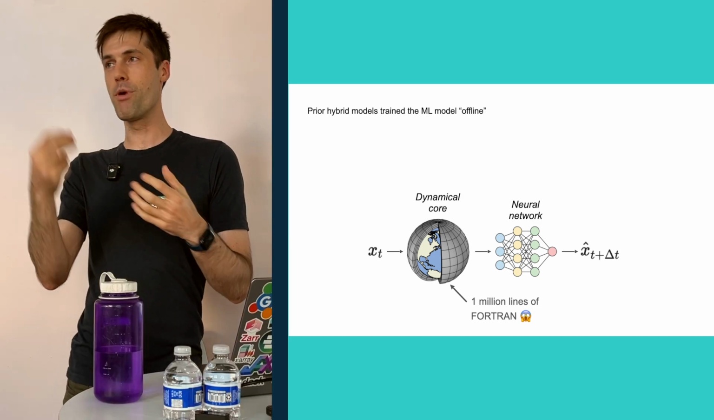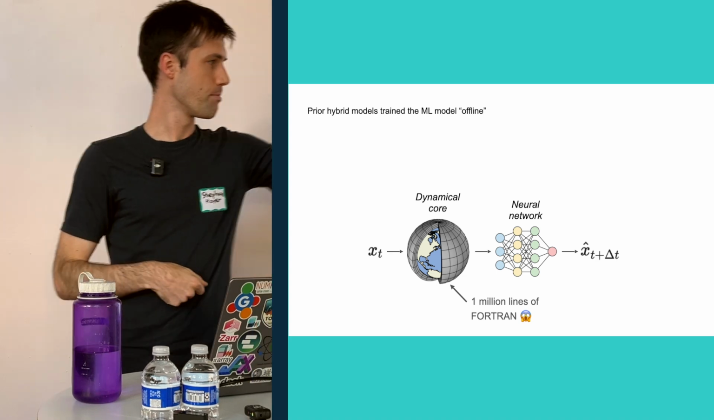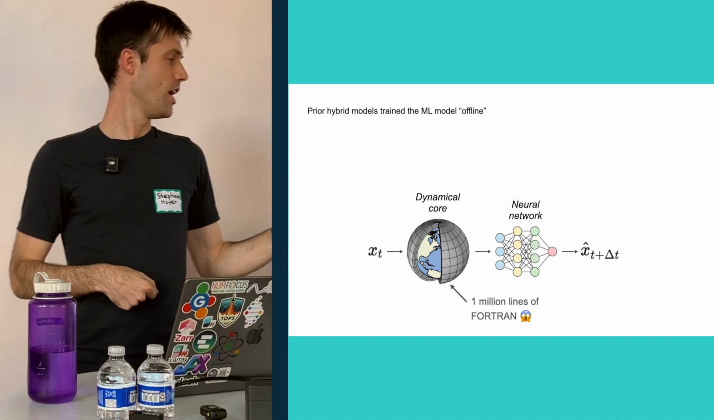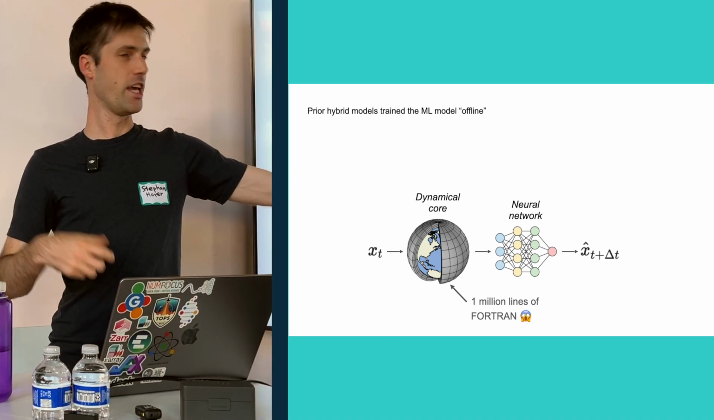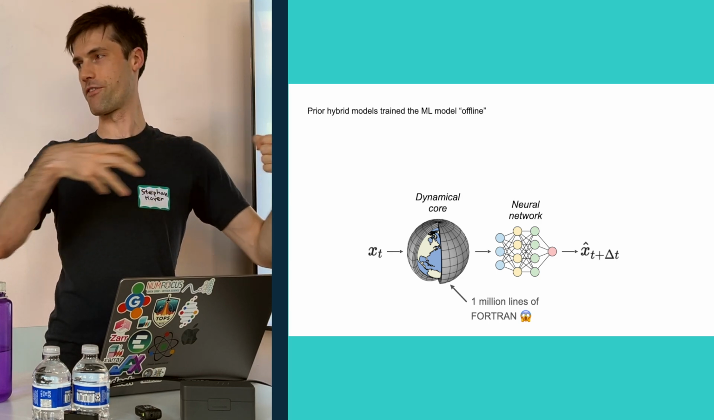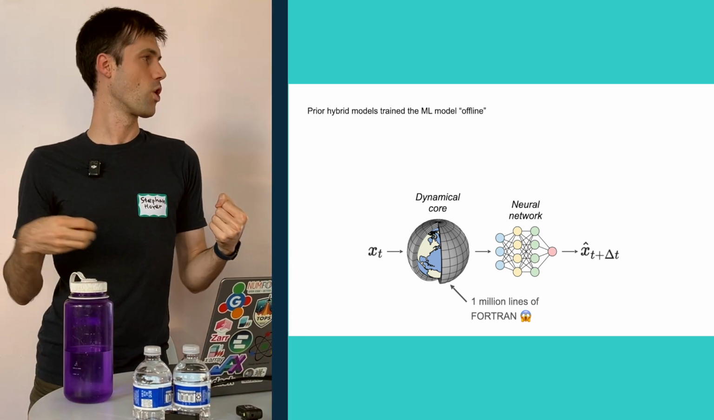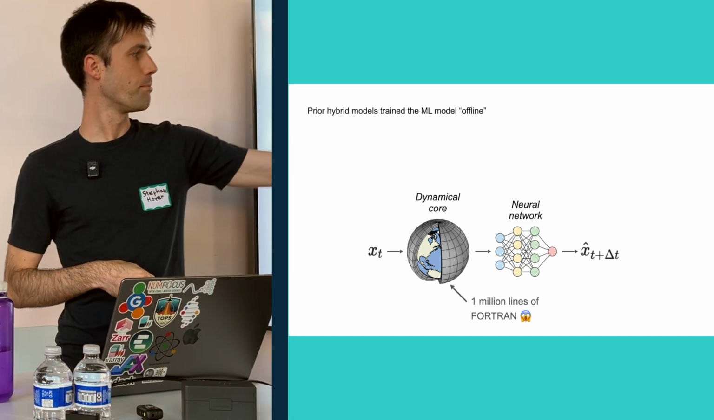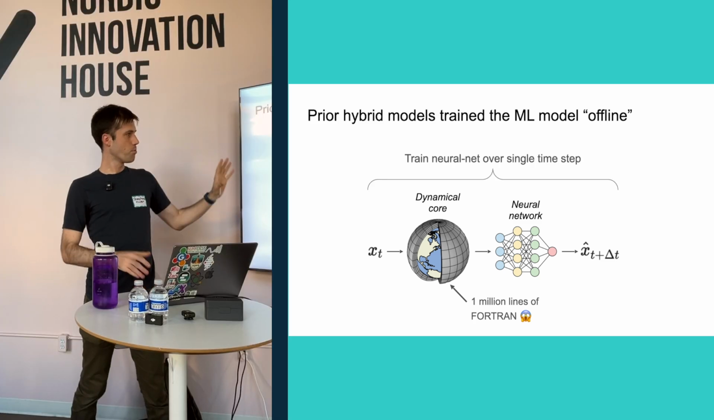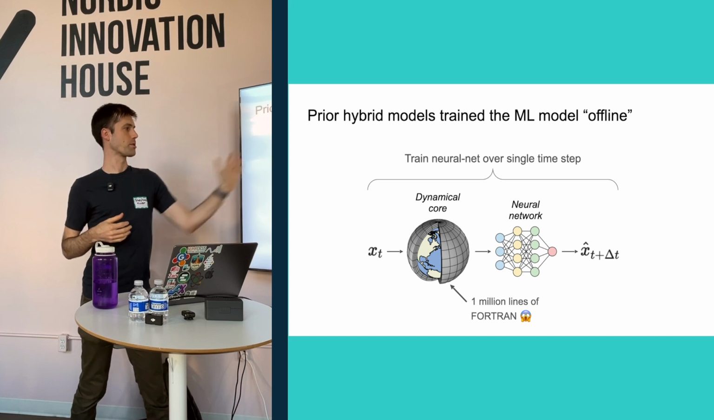They say, this model is going to have some errors. Let's make a training data set of what the model produces and what it should produce, from maybe a more accurate simulator or some real-world data. We're going to make a bunch of examples for a neural network. But in practice, what that means is they're only training the neural network to predict one step forward in time.